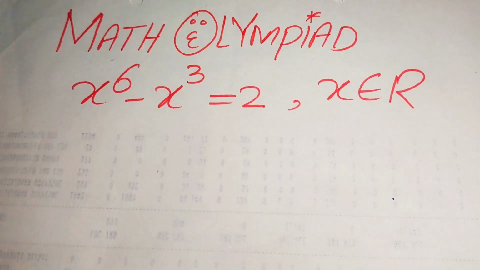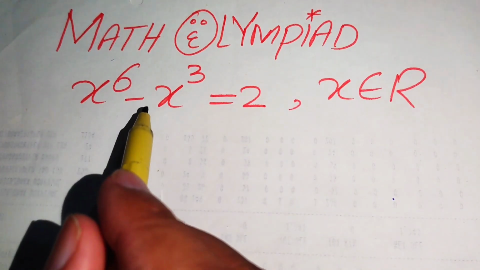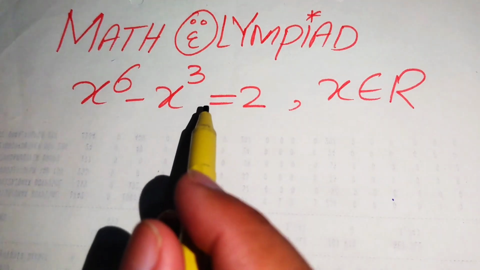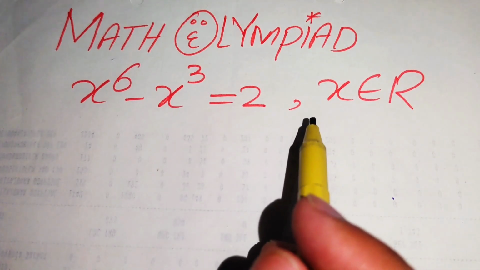Hello everyone, welcome to solve this math Olympiad algebra problem. Here we have x to the power of 6 minus x cubed equals 2, and we solve this problem for the real values of x.